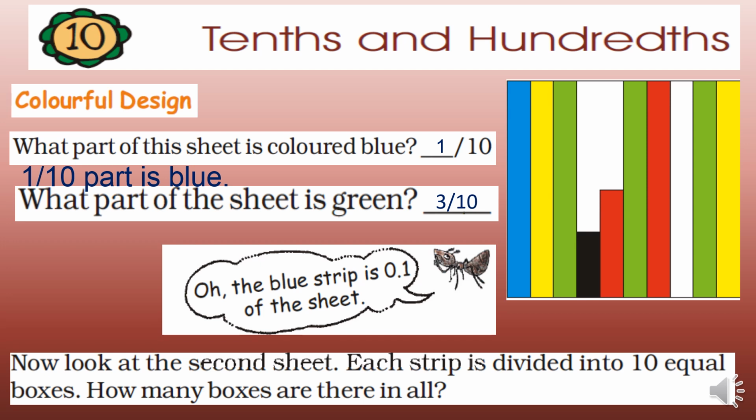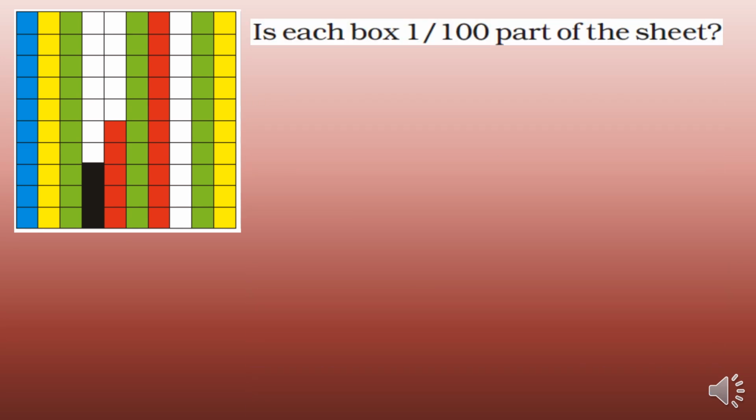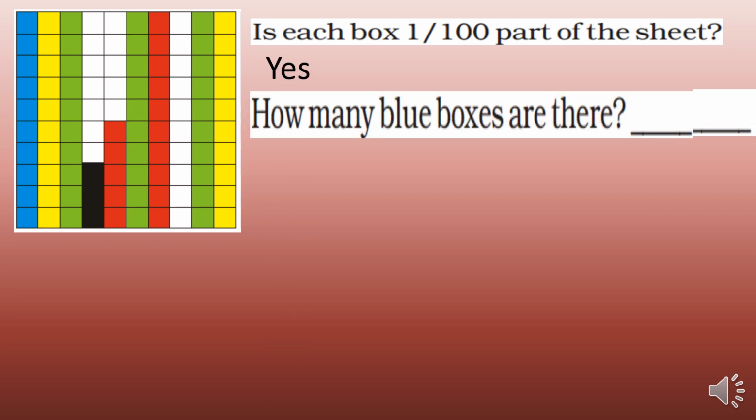Now look at the second sheet. Each strip is divided into 10 equal boxes. How many boxes are there in all? So here you can see that the 10 strips are further divided into 10 boxes each, right? So there are a total of 100 boxes. So is each box 1/100 part of the sheet? Yes, it is. How many blue boxes are there?